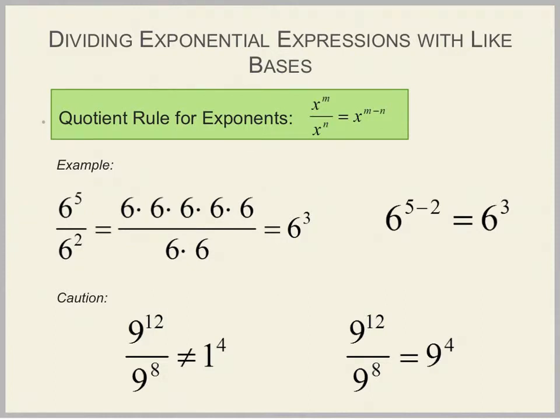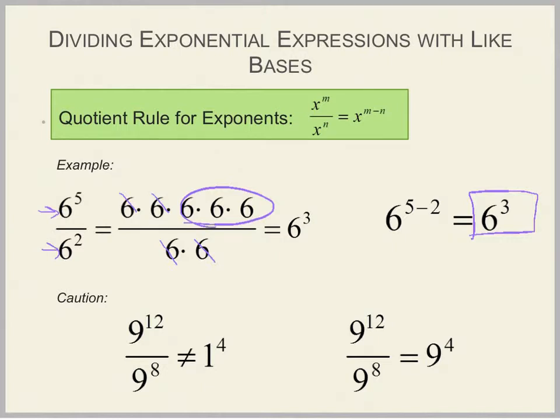The quotient rule for exponents says we will be subtracting the exponents when we have like bases being divided. So here, our like base is 6. We have 6 to the 5th being divided by 6 squared. And you can see if 6 to the 5th is being divided by 6 squared, 2 of those 6's will divide away to 1, leaving 3 6's being multiplied, or 6 cubed. Therefore, our rule says we can take 6 to the 5th divided by 6 squared, and 5 minus 2 is 3.